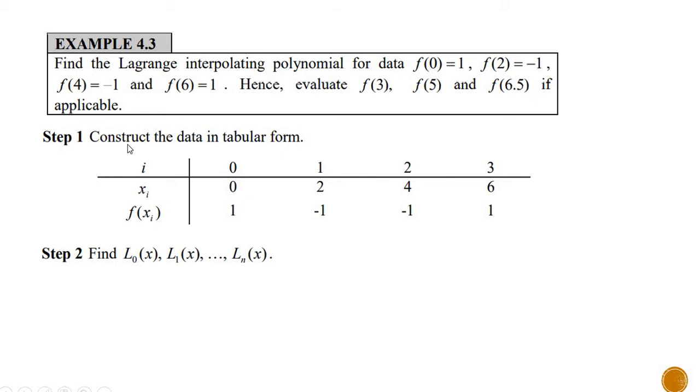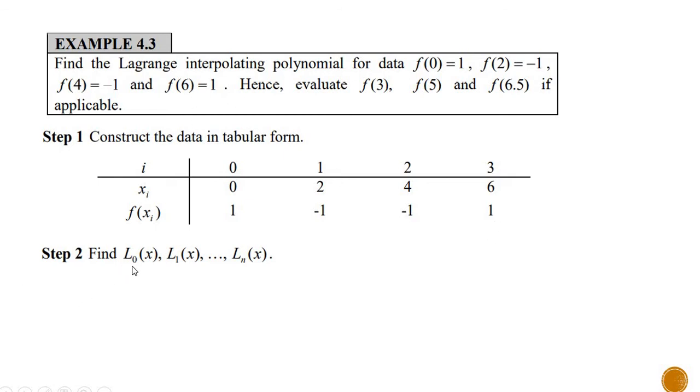Okay, for step number 1, you need to construct the data in tabular form. So meaning that you have data here, and you need to transfer it into a table. In this case, this is our x: 0, 2, 4, and 6. So the data for 0 is actually 1, so put here 1. 2 is minus 1. Tabulate here, 4 is minus 1. And 6 is equal to 1.